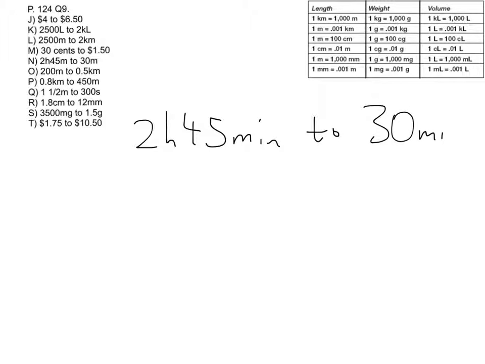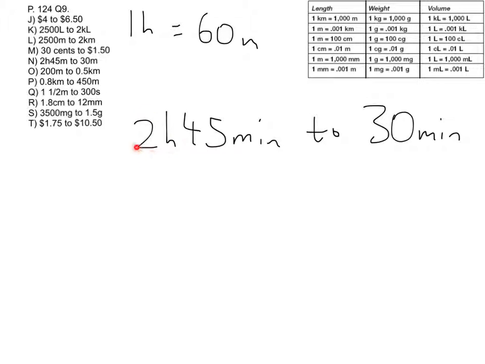Okay, next question is 2 hours and 45 minutes to 30 minutes. So the larger measurement here is the hours. So we need to convert this side over here to minutes. Now we know that in 1 hour there is 60 minutes.